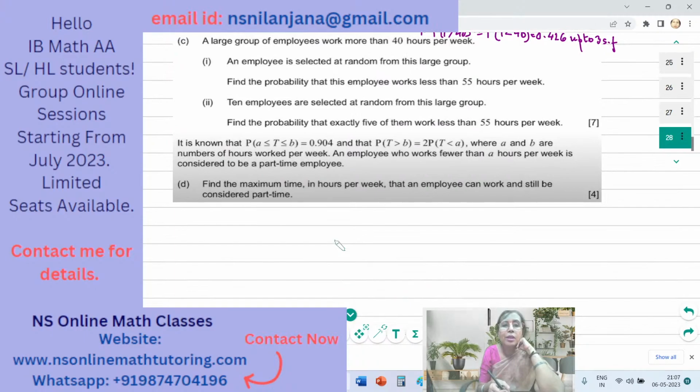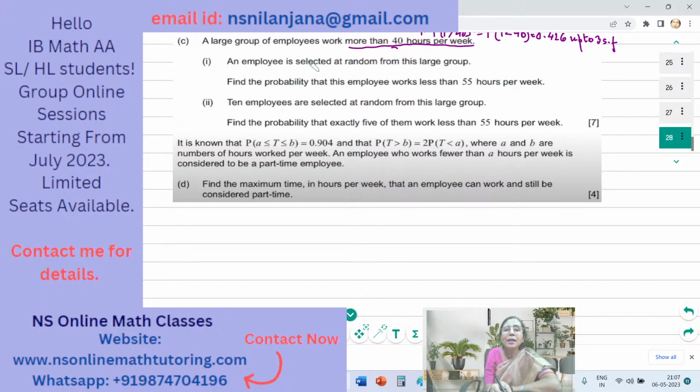Now we come to subpart C. It has 2 more subparts, I and II. A large group of employees work more than 40 hours per week. Part I says an employee is selected at random from this large group. Find the probability that this employee works less than 55 hours per week.